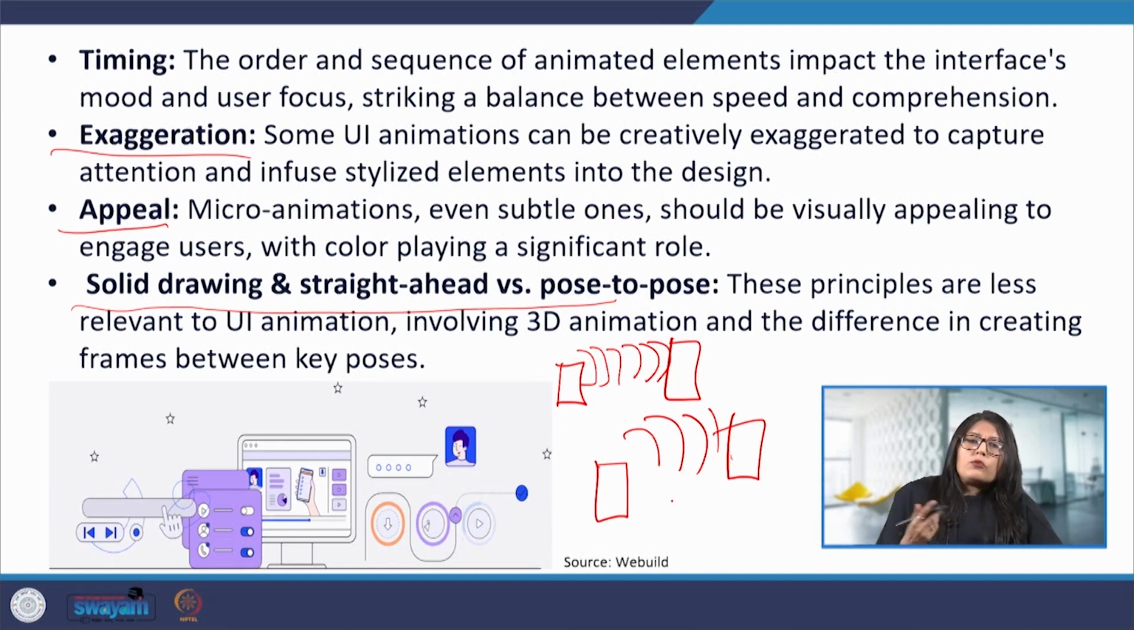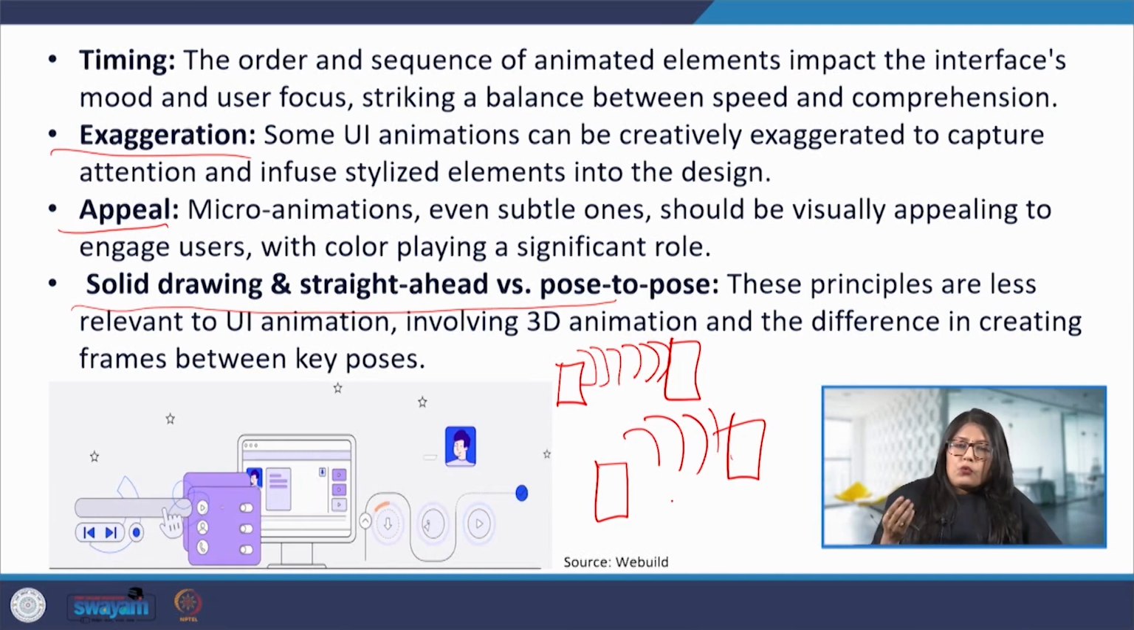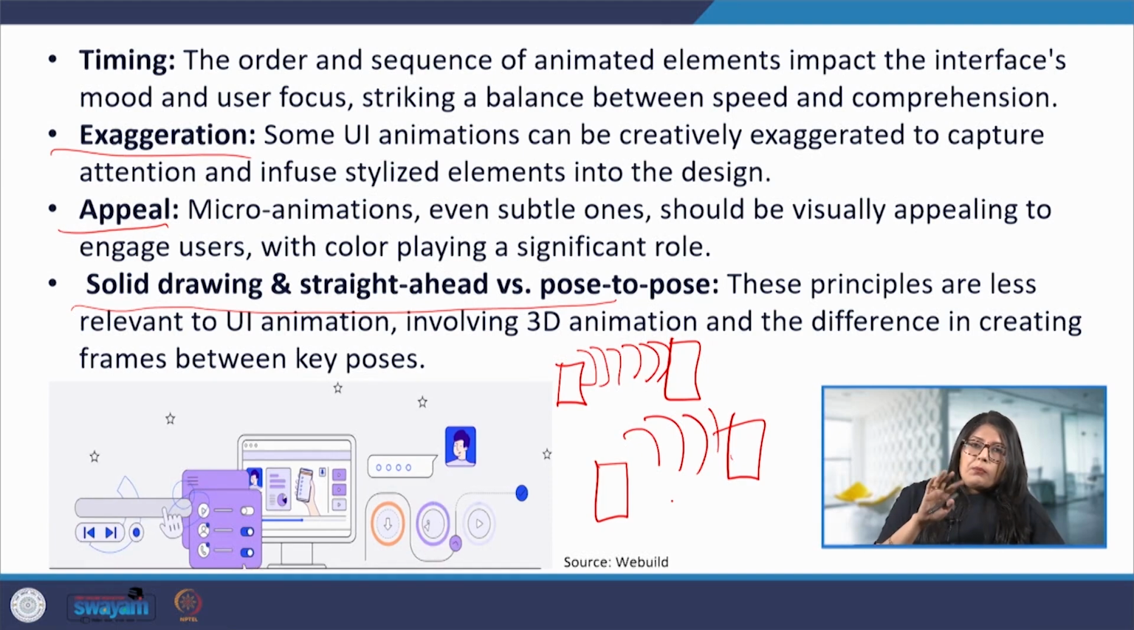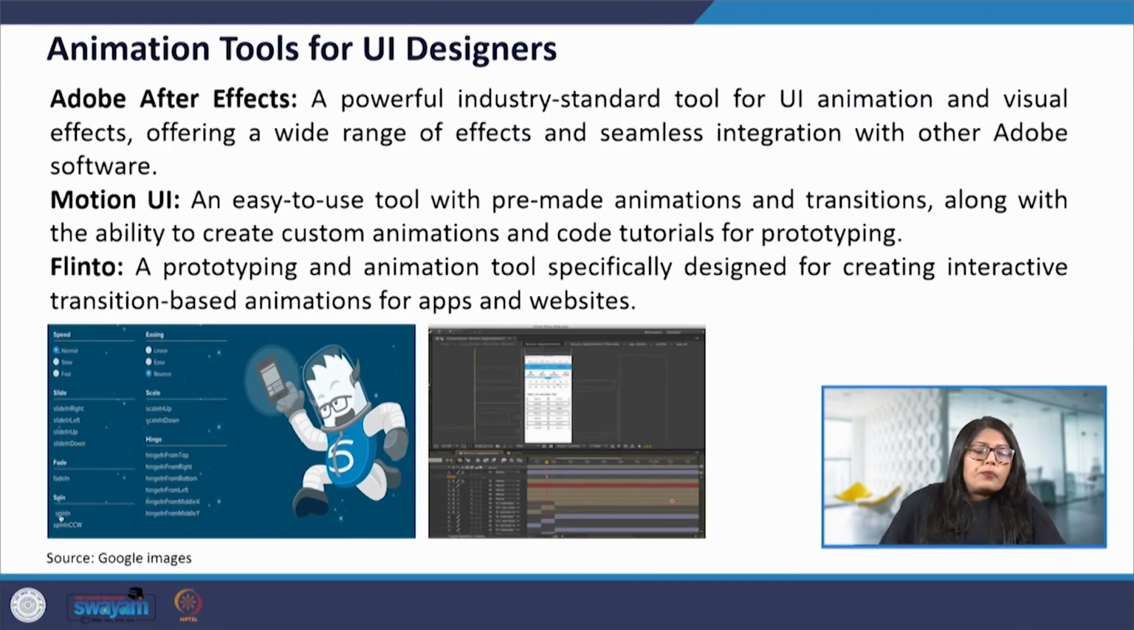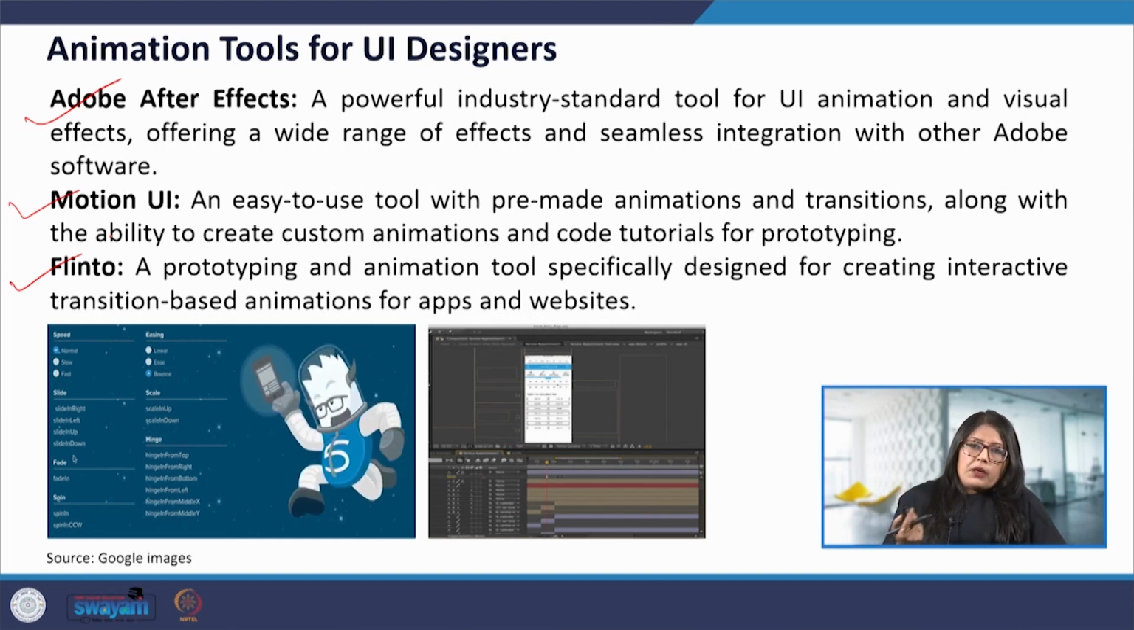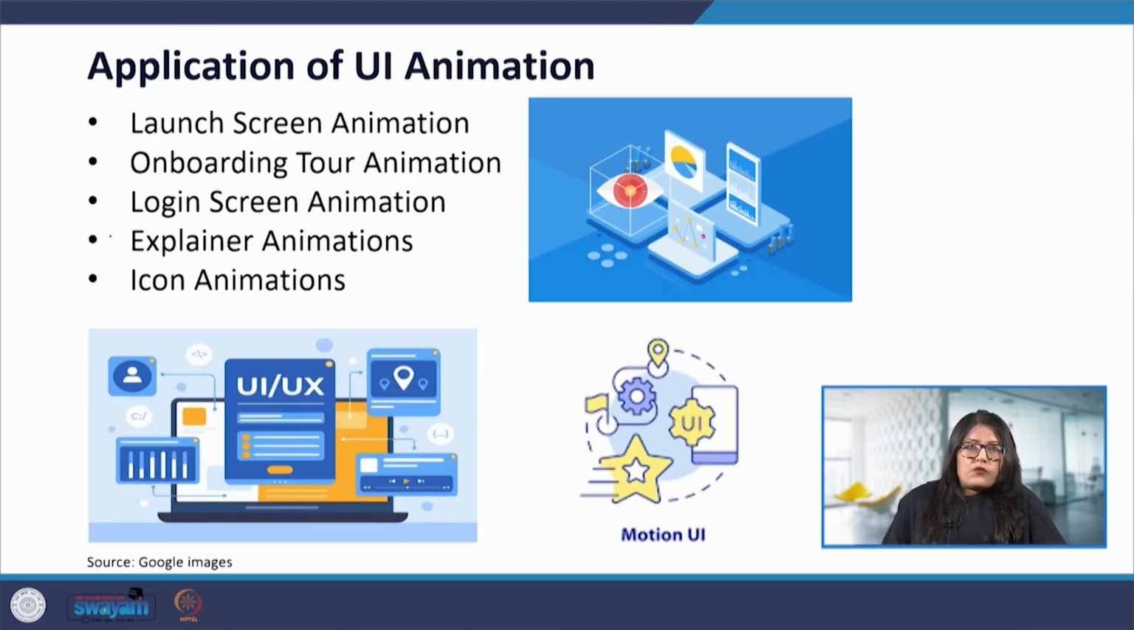The second one, which is pose to pose, allows the designer to take care of the timing in between, or also to see which is important and what can be discarded, which is not really possible in the solid drawing and straight ahead principle. There are several tools for UI designers that they can take advantage of, like Adobe After Effects, Motion UI and Flinto. These are prototyping animation tools which are very easy in terms of accessibility, quick learning and memorability. So, they are very easy and helpful tools for the users.